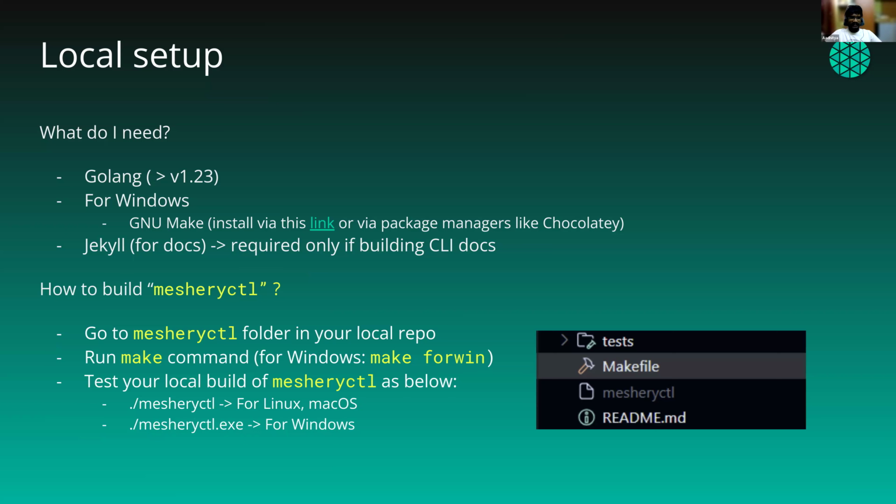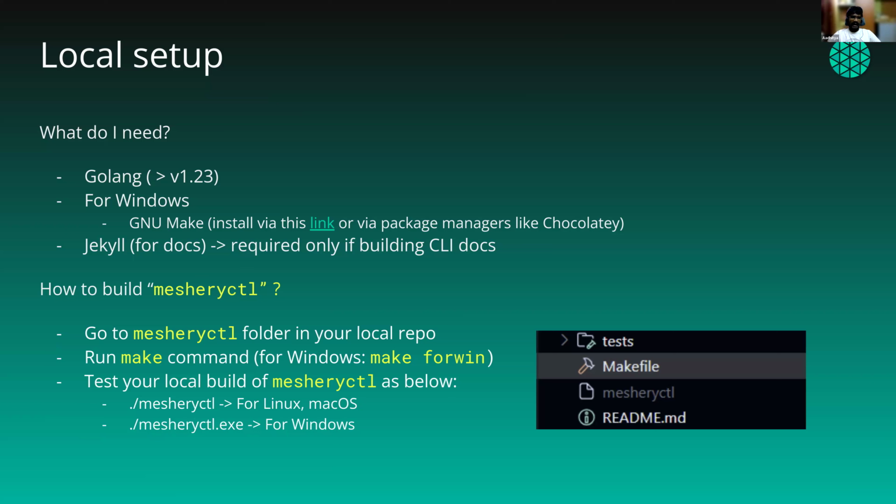It's easy. Once you clone the Meshery repository in your system, you just need to go to the Meshery folder in a CLI and type the make command. This is, again, for Linux and macOS. If you are on Windows, just type make for win. For win is the additional flag you need to give if you are on Windows, or I'll just make will just resolve it.